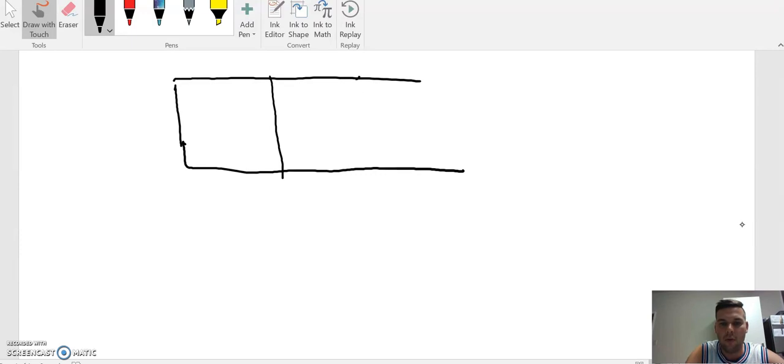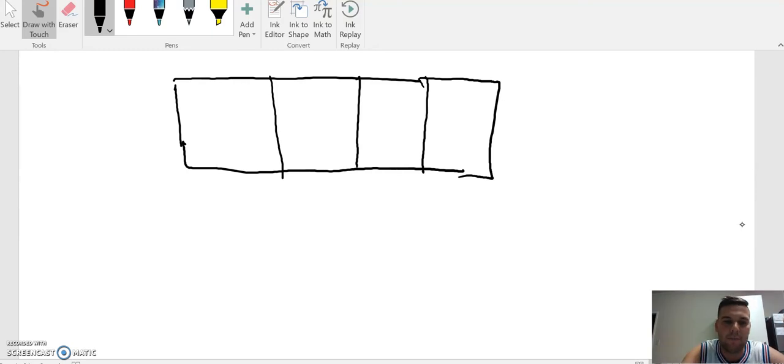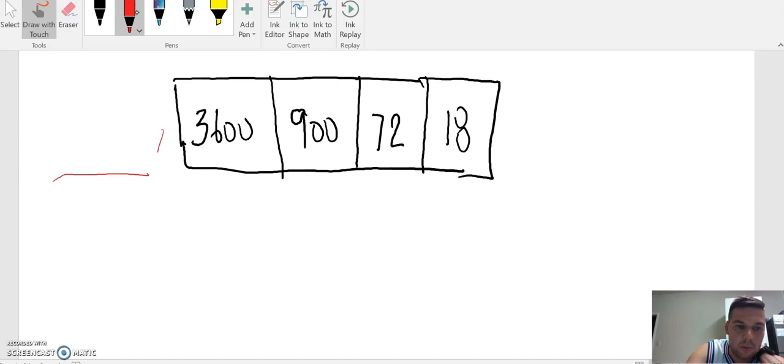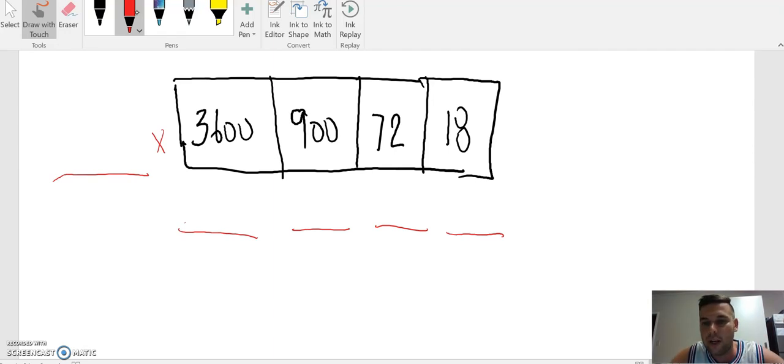A little bit trickier. Okay, let's have 3,600. Let's have 900. 72 and 18. Little bit trickier this time. We need to work out what are we multiplying by and what are our 4 digits that go into it. We can work out over here what our final answer must be by adding them all together.